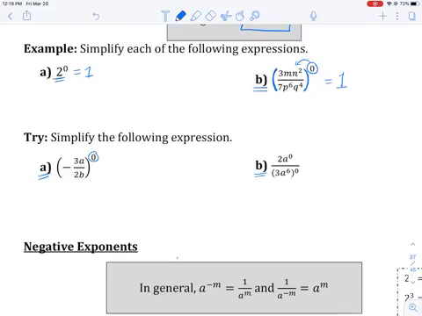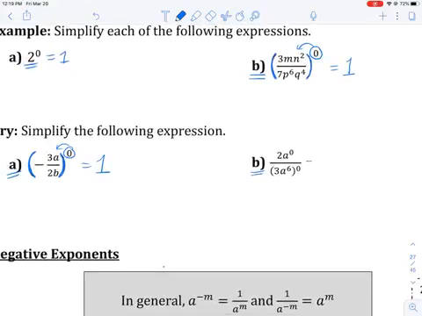So A here, again, this 0 applies to everything inside the base, and because we've got brackets, our base is everything inside the brackets. So A is just equal to 1. If we look at question B, this might look like it's equal to 1 at first glance, but let's look at it carefully and break it down.